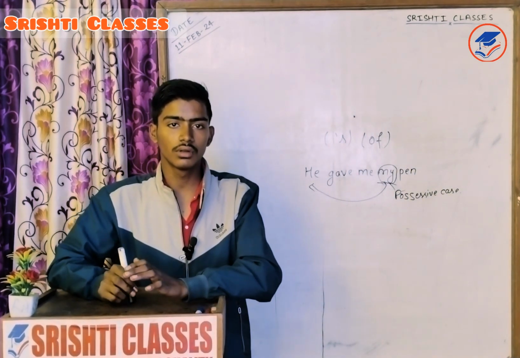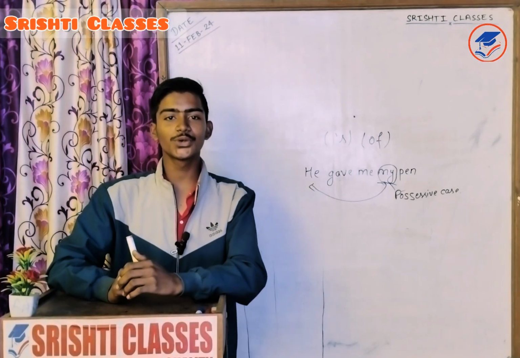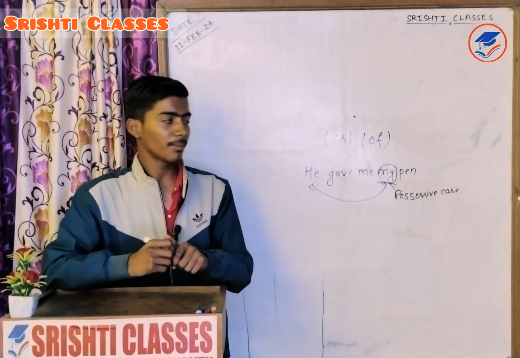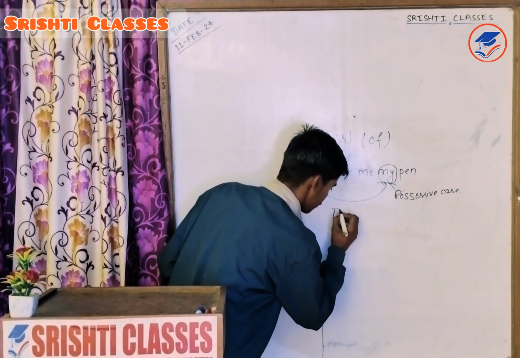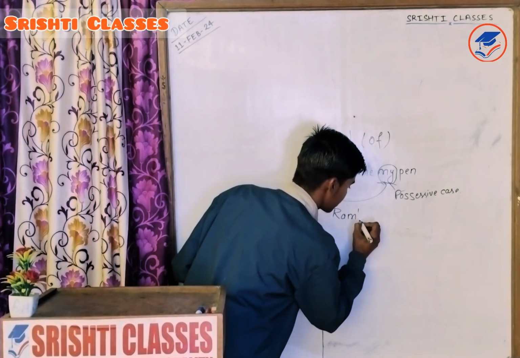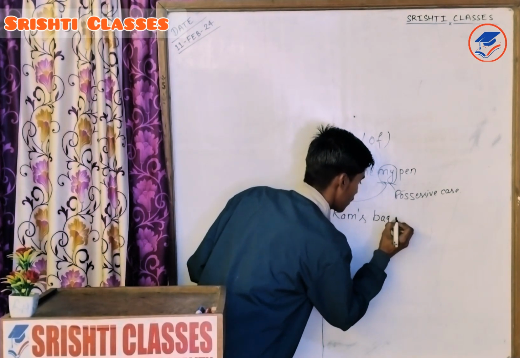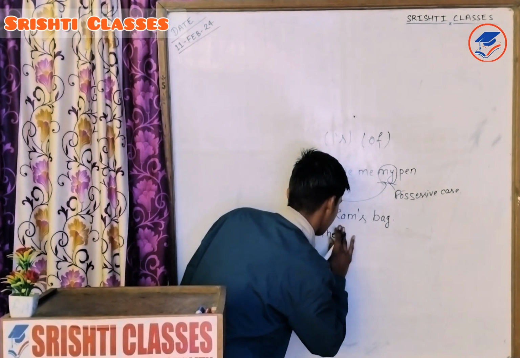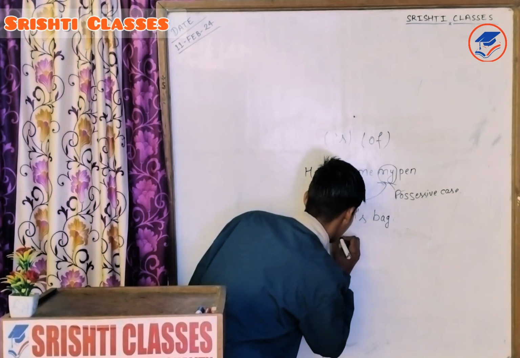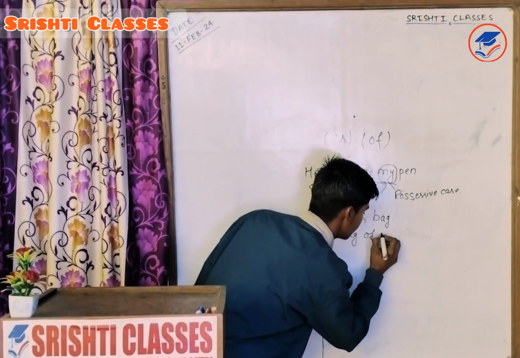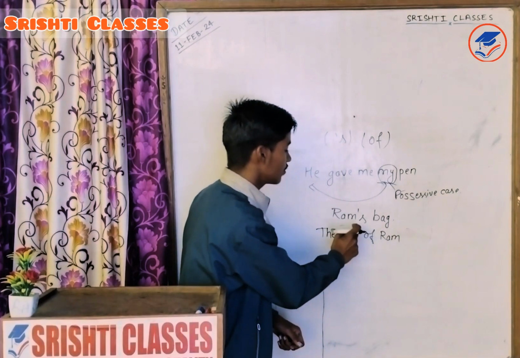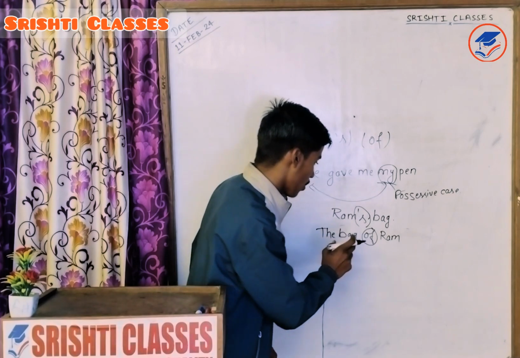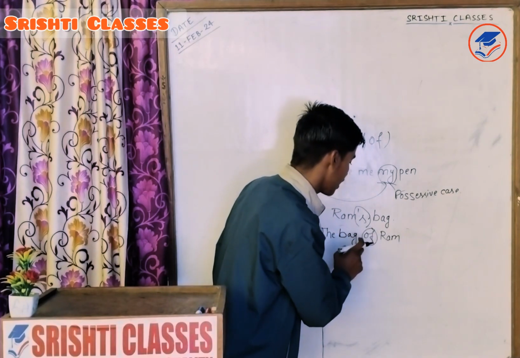There are certain basic rules that we have to follow. We use apostrophe s at the end of a singular living proper noun. For example, Ram's bag. We can also write the bag of Ram. In both sentences, apostrophe s and of show the possession of the other word with the noun.